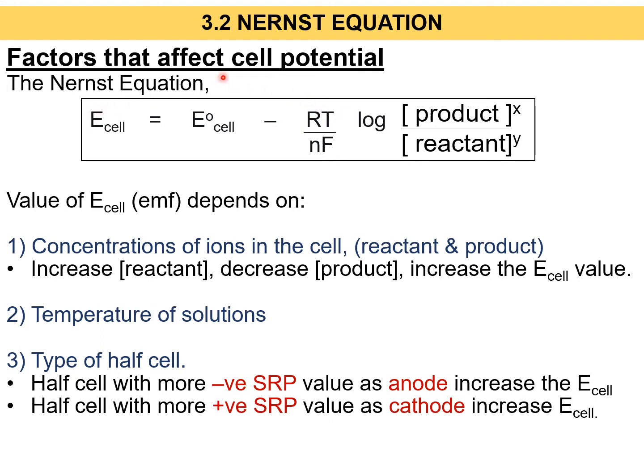Next is the temperature of the solutions. Okay, their relationship is directly proportional because if you increase the temperature, the value of Ecell will be increased. Alright, and lastly, the types of the half cell. If let's say the half cell with more negative SRP value, kamu letak dekat anode, therefore dia akan increase the value of Ecell. And also if half cell with more positive SRP value, you letak dekat cathode, also it will increase the value of the Ecell.